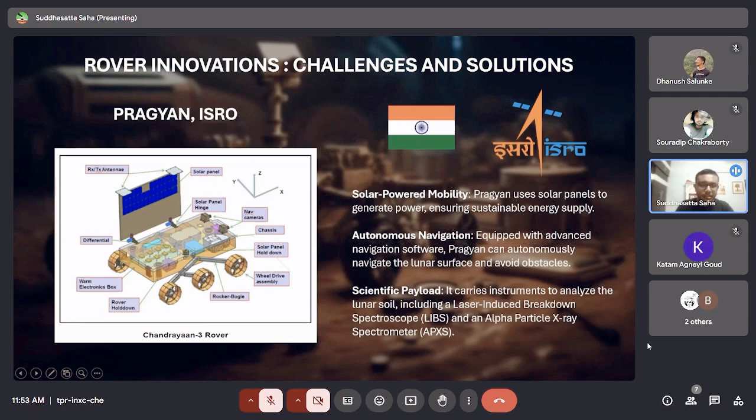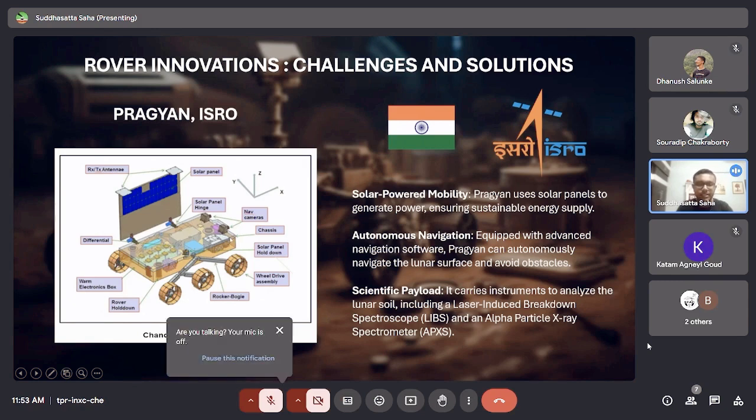Here you see, this is the platform which houses all the scientific instruments and robotic arm and all. Pragyan did not have a robotic arm, but it has a load of scientific instruments and apparatus to conduct experiments, and real time data analysis mechanisms are there. And then you can see there's this electronic box, and this is the rocker bogie which I just showed you. So the same rocker bogie is used in Pragyan as well.